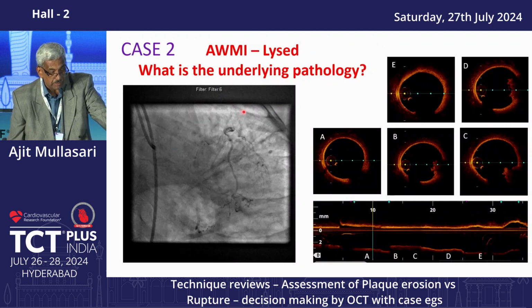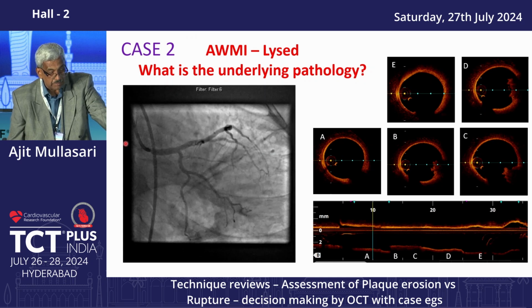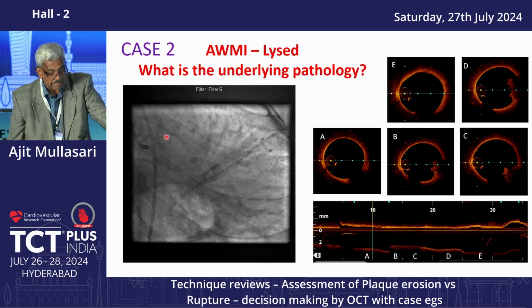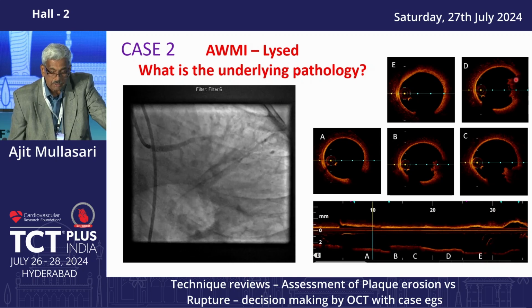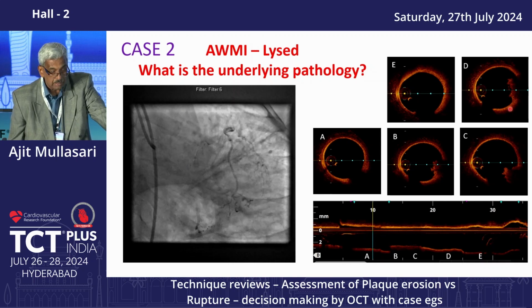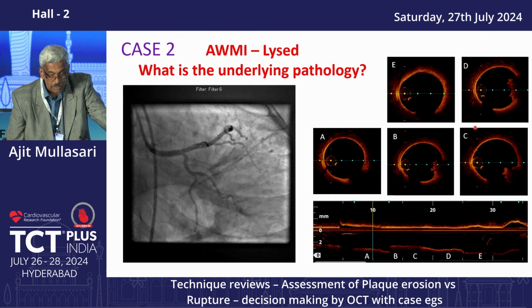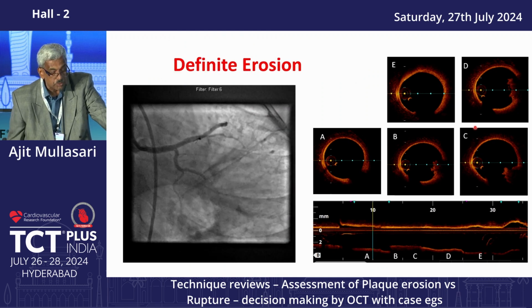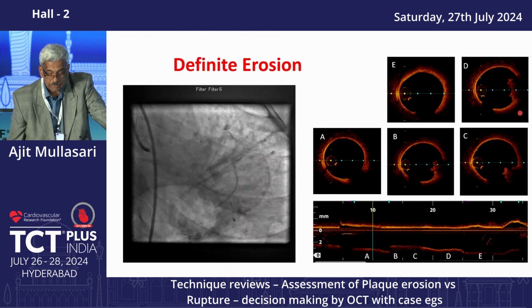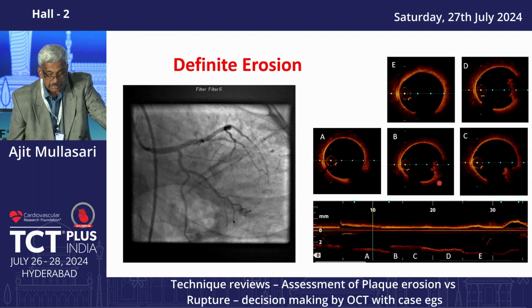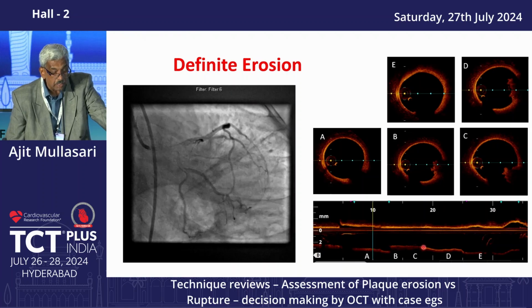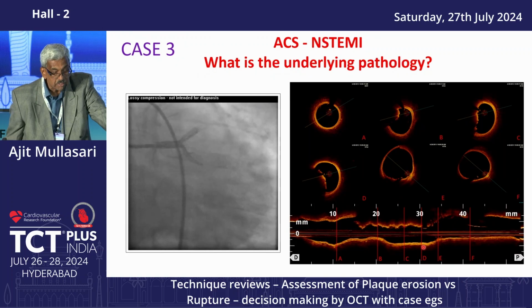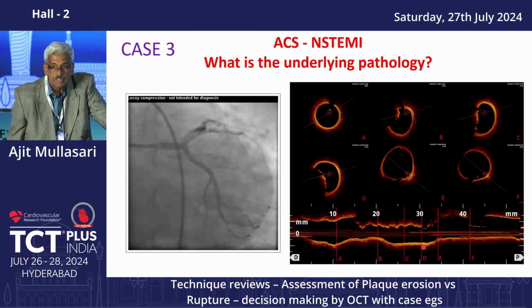Here's another patient who comes in with an anterior wall MI, which was lysed outside. You can see some haziness here. You look at the OCT, no plaque rupture, just clot sitting there. This is a plaque erosion, and a definite erosion, because you can see thrombus, and you can see no cavity behind, no plaque giving way there. So this is a definite erosion. How do you treat this patient? Simply with medical treatment, like how my colleague showed last.